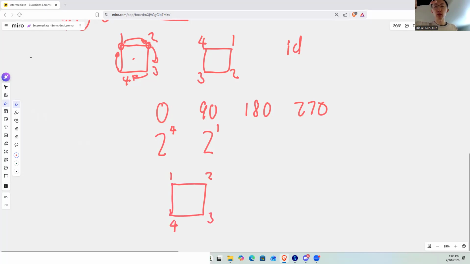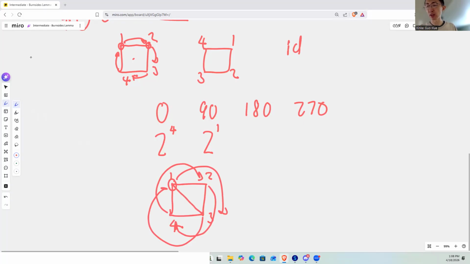For a 180-degree rotation, 1 goes to 3 and 2 goes to 4 and vice versa. 3 goes to 1, 4 goes to 2. So 1 and 3 are the same color and 2 and 4 are the same color. There are two choices for what 1 and 3 could be and two choices for what 2 and 4 could be. So 2 squared. For 270, it's the same as 90, so just 2 to the first.